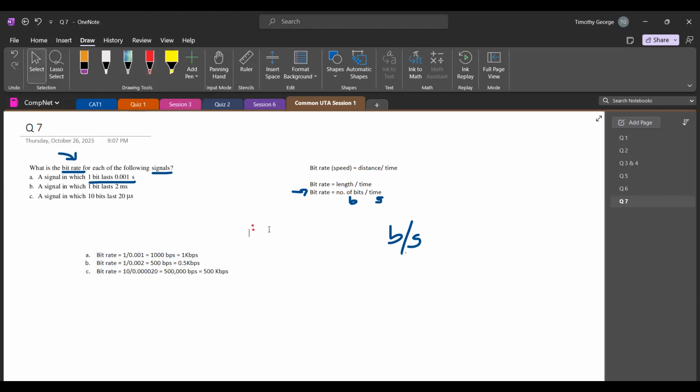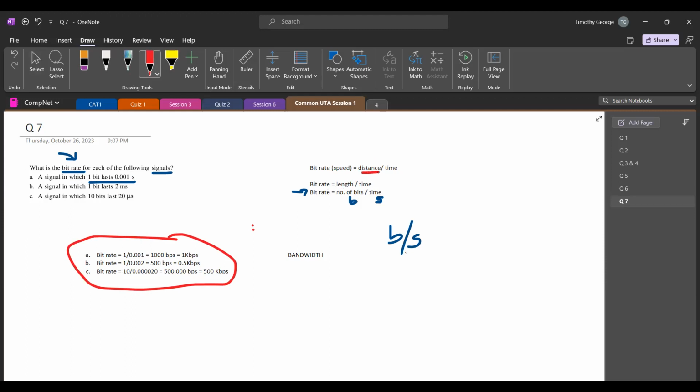And you'll notice now that bit rate uses the same units that we use for another quantity, bandwidth. Right. So bit rate and bandwidth use the same units. And that's all. This is your answer. You're asked to calculate the bit rate and you're given how many bits, and you're given the time.